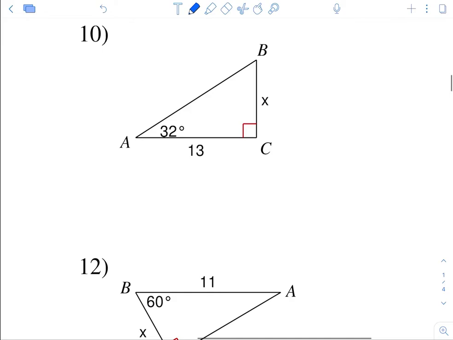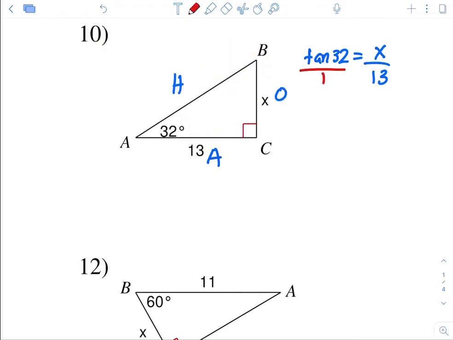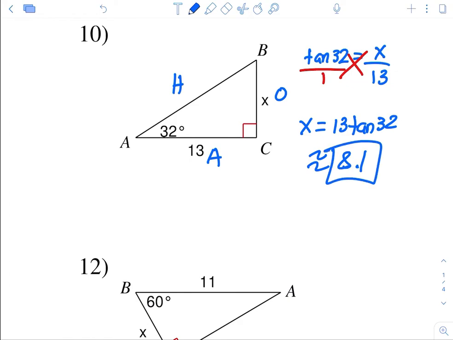Alright, 10. Here's the angle measurement. In the perspective of that, we got opposite and adjacent and hypotenuse. So that means we're using tangent. So tan of 32 is equal to opposite over adjacent, x over 13. Put it over 1. So we got to cross multiply. 1 times x is just x. 13 times tan 32 is just 13 tan 32, which is roughly 8.1. It's around 8.1.